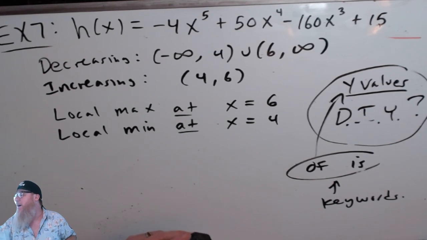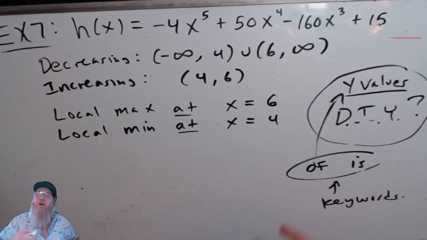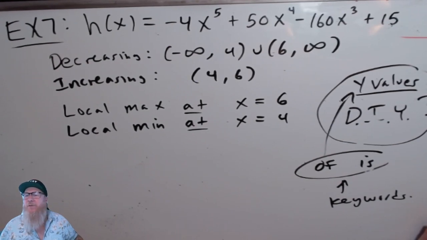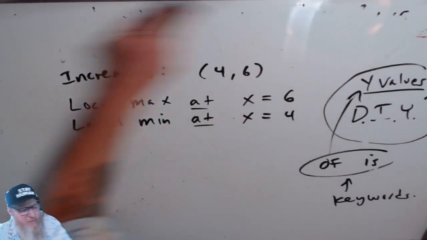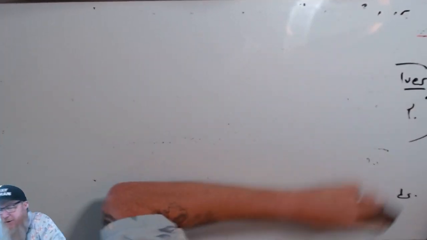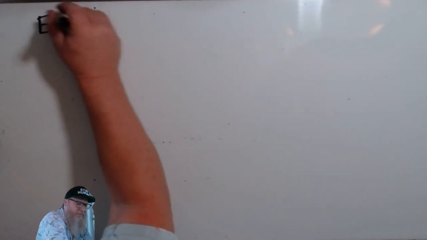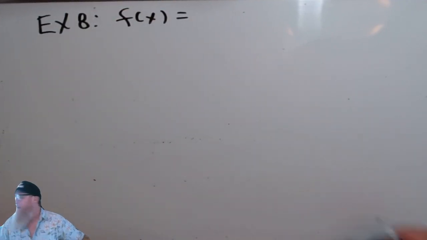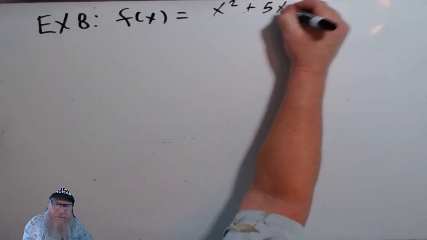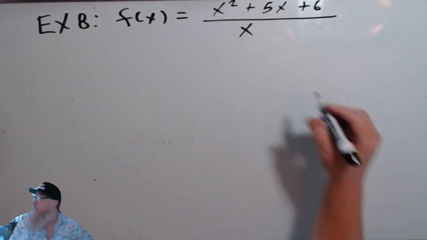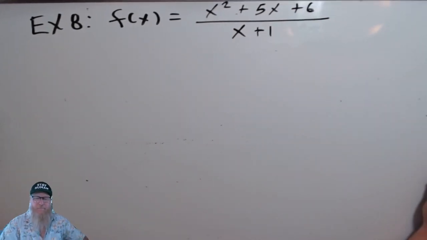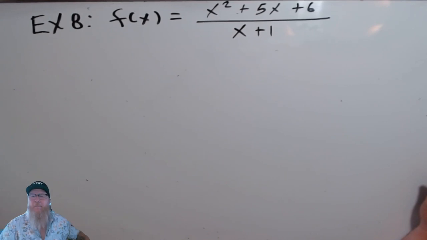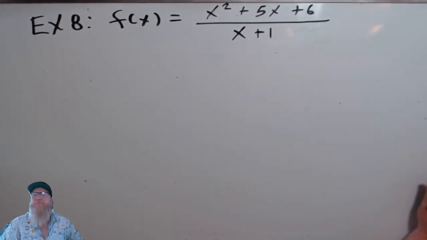All right, we got a couple more. That's it for the polynomials. So I kind of started low and went high with polynomials. Now I'm going to dive into rational functions. Rational functions have denominators. It's called a rational function.